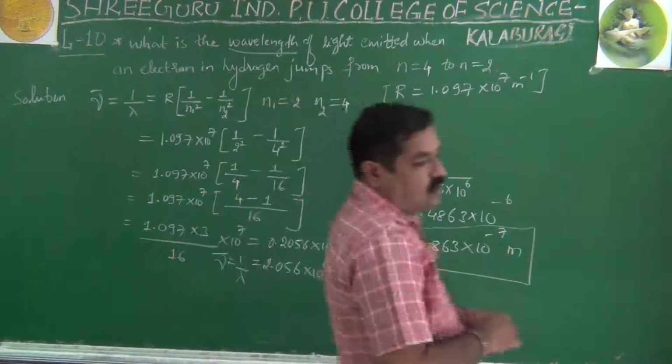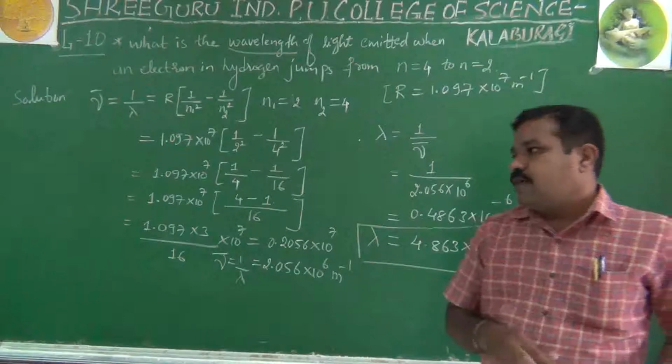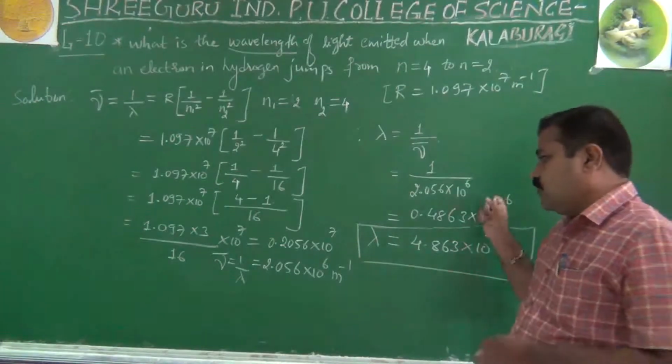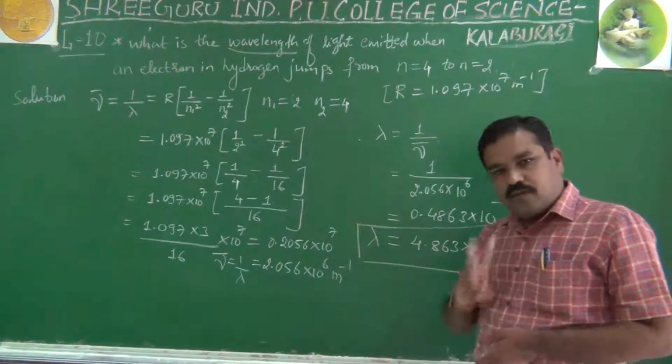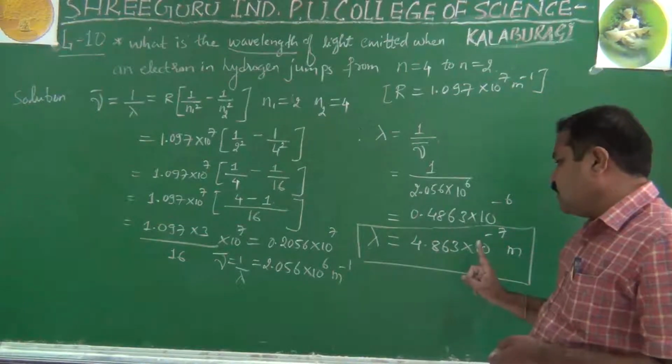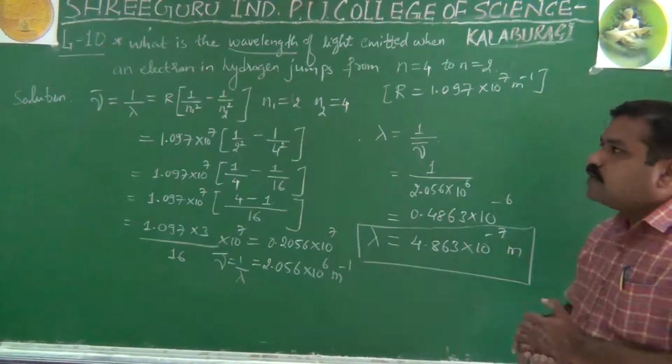Okay, that's it. See, if they ask you this, it will be asked for 3 marks. Up to wave number 2 marks, up to wavelength carries 1 more mark along with the units. This is for 3 marks.